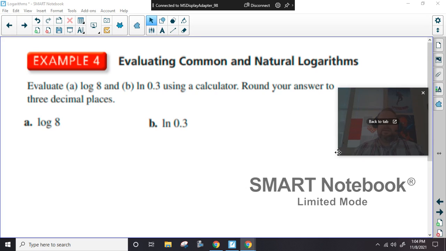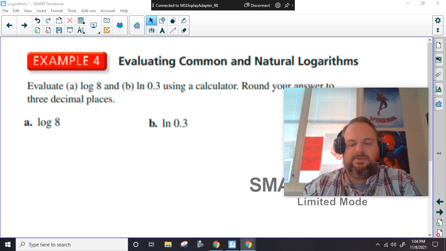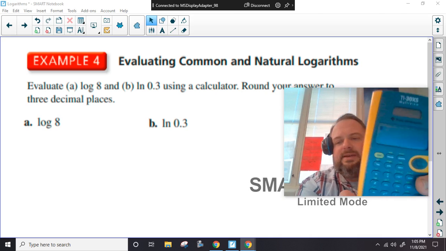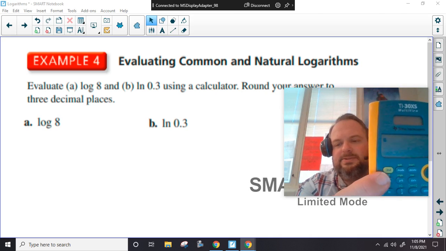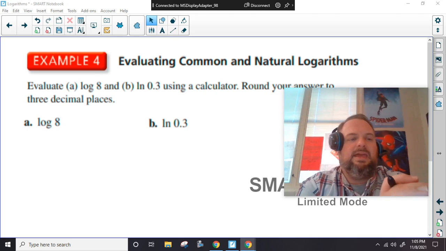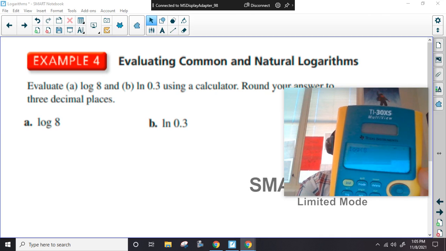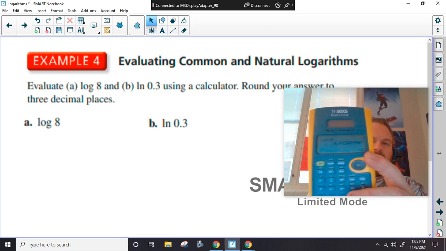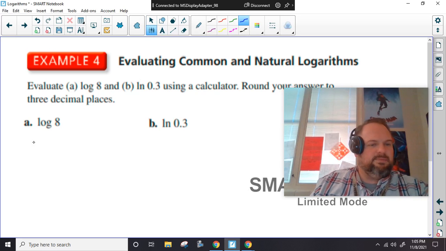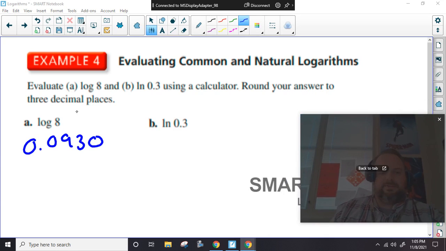Now, this is calculator work. In your calculator, you have a log button. It's right here. So you're going to type log and then 8, and you don't have to close the parenthesis. And you're going to get 0.0930. We're going to take it out 4 places because it says to round to the nearest 3 decimals.